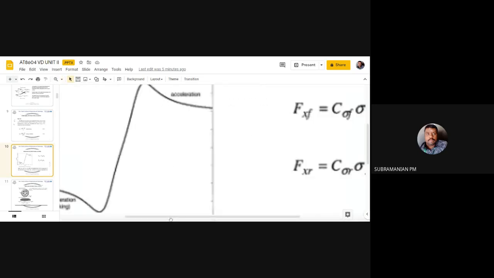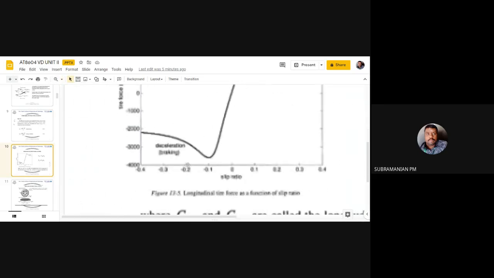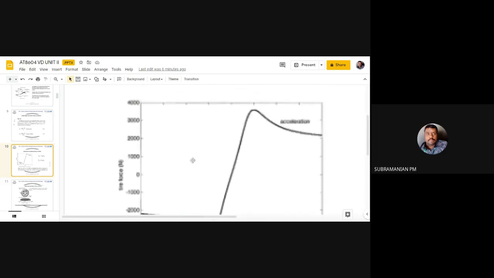See, in this curve, you are having slip ratio. You can see the values easily: 0.1, 0.2, 0.3, and minus 0.1, 0.2. So the values are small. If I'm going to have a slip, I will not be having a predefined value like this. It will be changing, and I can't use it for putting in the graph.